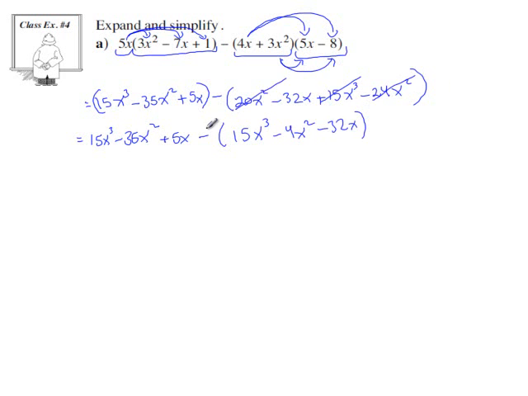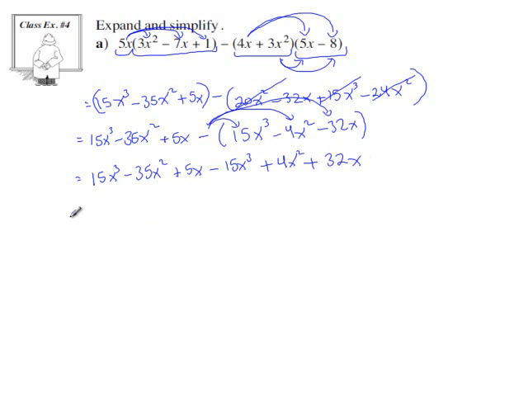Okay. Now if you have a minus in front of a group in brackets, remember the minus applies to everything inside. So 15x cubed minus 35x squared plus 5x minus 15x cubed minus negative 4x squared, so minus a negative becomes positive 4x squared, and minus negative 32x. Again, minus a negative becomes a positive, so you get positive 32x.